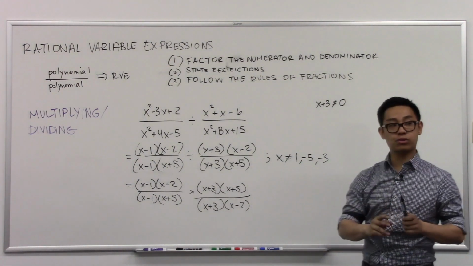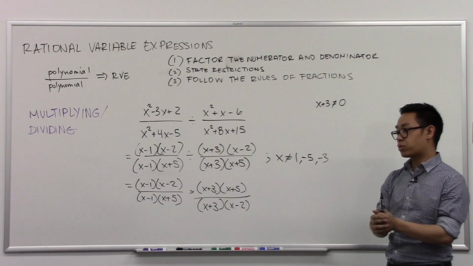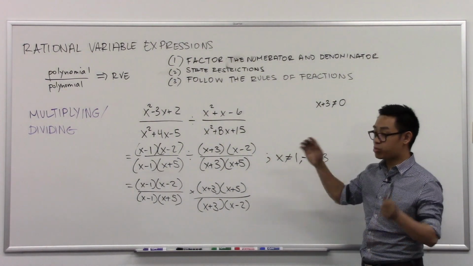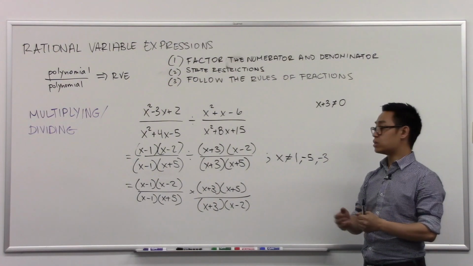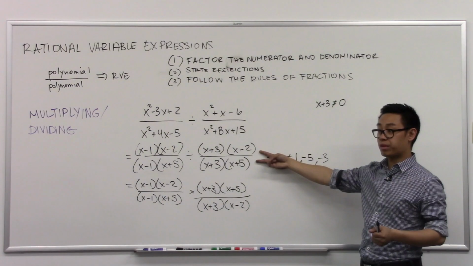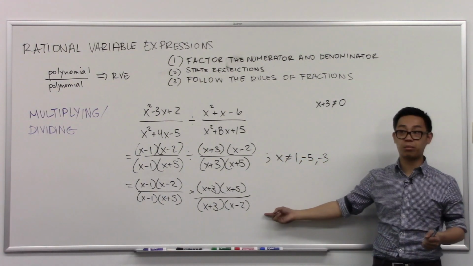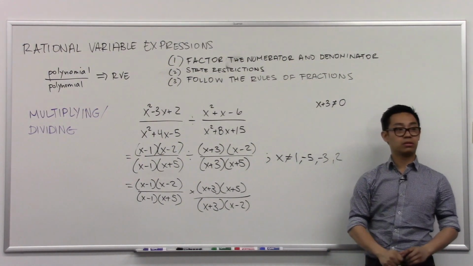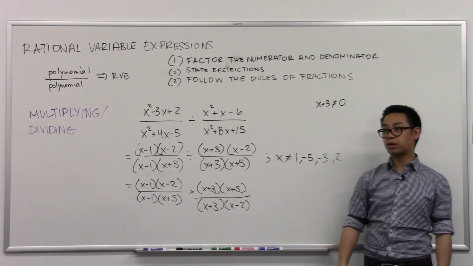But this creates a new issue. This is very, very, very important for dividing fractions, or dividing RVEs. What you did is, remember the issue is restrictions. You cannot be equal to 0 in the denominator. When you flip this, this x minus 2 moves to the denominator, creating a new restriction. You cannot be 2 either. Okay? You cannot be 2, because now this is in the denominator.